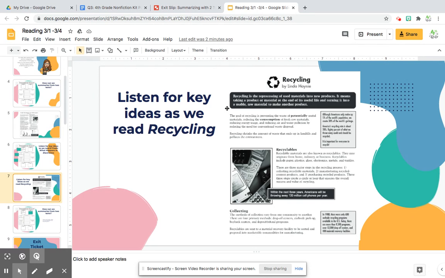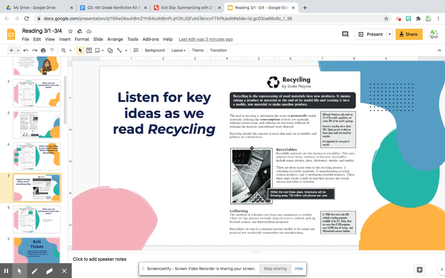Recycling. Recycling is the reprocessing of used materials into new products. It means taking a product or material at the end of its useful life and turning it into a usable raw material to make another product. The goal of recycling is preventing the waste of potentially useful materials, reducing the consumption of fresh raw materials, reducing energy use, and reducing air and water pollution by reducing the need for conventional waste disposal. So recycling shrinks the amount of waste that actually ends up in landfills and pollutes the environment.